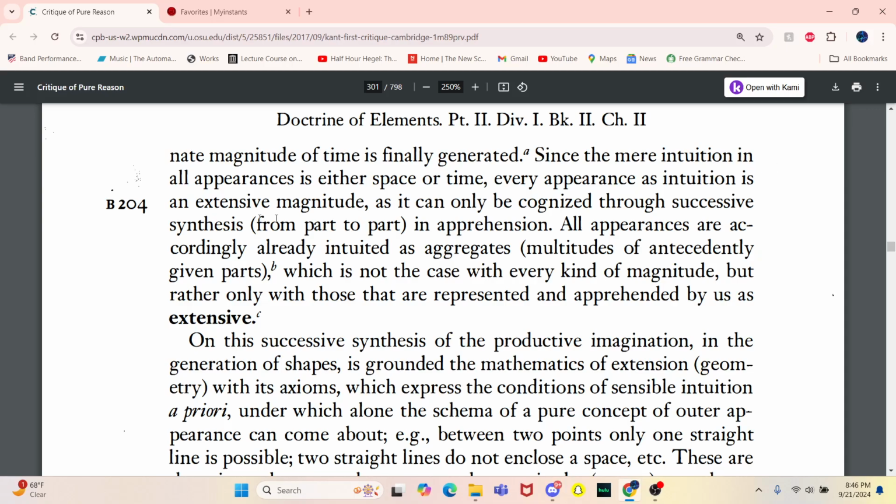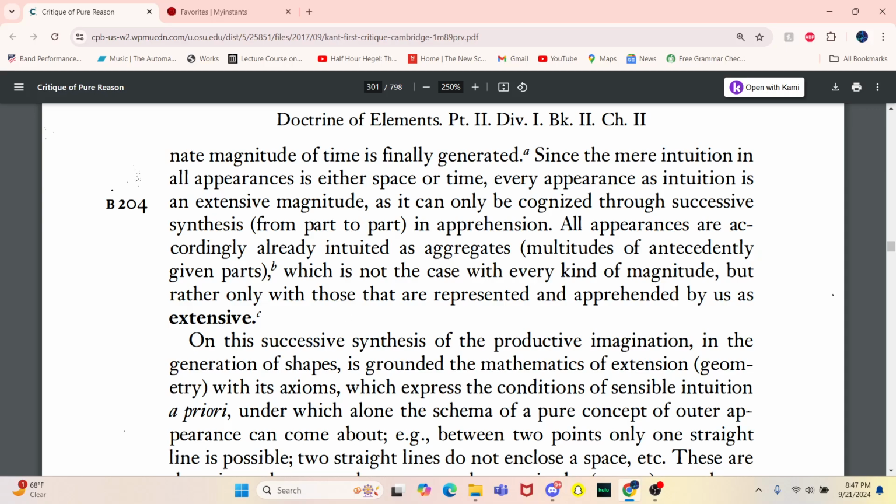Since the mere intuition in all appearances is either space or time, every appearance as intuition is an extensive magnitude, as it can only be cognized through successive synthesis from part to part in apprehension. All appearances are accordingly already intuited as aggregates, multitudes of antecedently given parts, which is not the case with every kind of magnitude, but rather only those that are represented and apprehended by us as extensive.